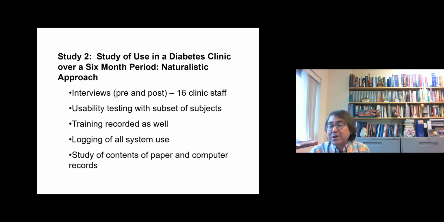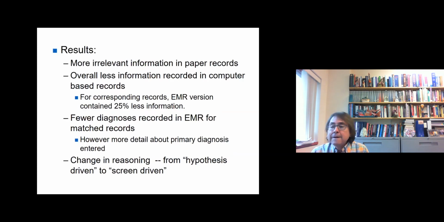And that was the biggest predictor of adopting it a year later. We log all the computer use as well. And as I said, we compare paper version to computer version of the same patient. Our results were the following. We got what we call more irrelevant information in the paper records, probably not the right term. What we meant was information that wasn't directly related to the primary diagnosis.